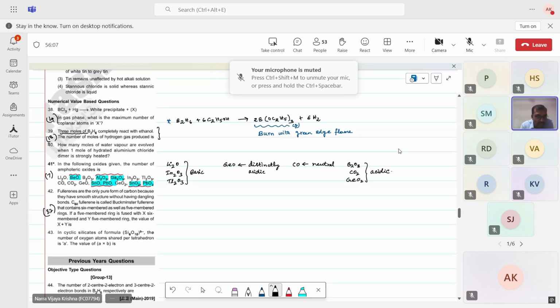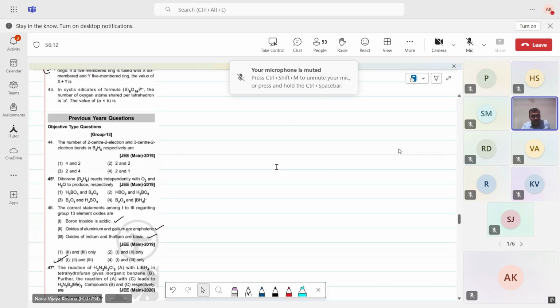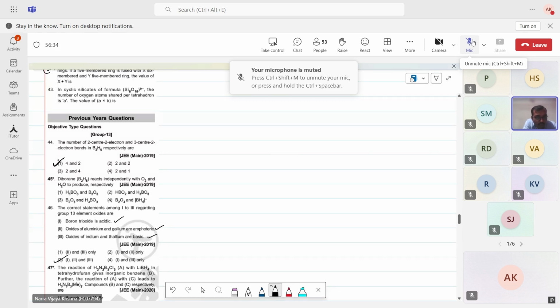Leave this one. Question number 44. The number of 2-center 2-electron bonds and 3-center 2-electron bonds present in B2H6. How many? 4 and 2. First option. Perfect. Next. Question number 45. Diborane reacts independently with O2 and H2O to produce. Option 3, sir. With O2 you will get B2O3 and with water you will get H3BO3. Perfect.